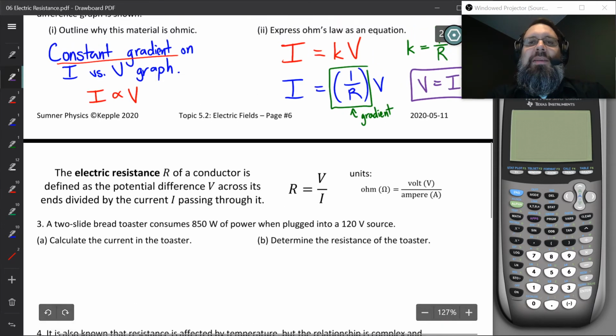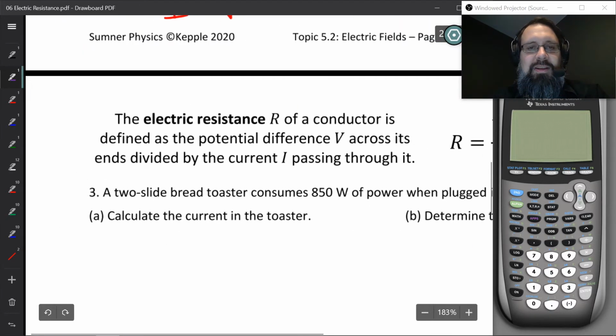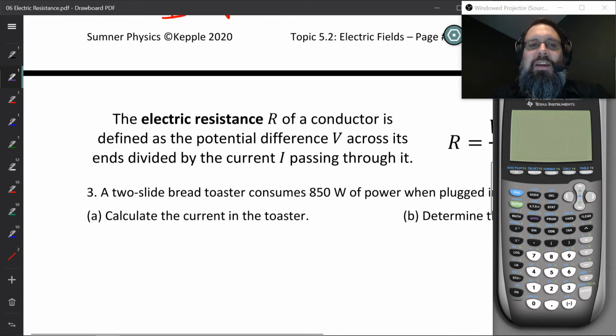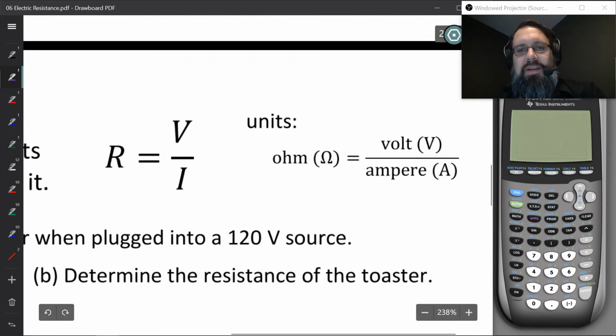So let's talk about this thing called electric resistance. Ohm's law defines electric resistance as the potential difference divided by the current passing through it. Or as it says down here, the electric resistance R of a conductor is defined as the potential difference V across its ends divided by the current I passing through it.